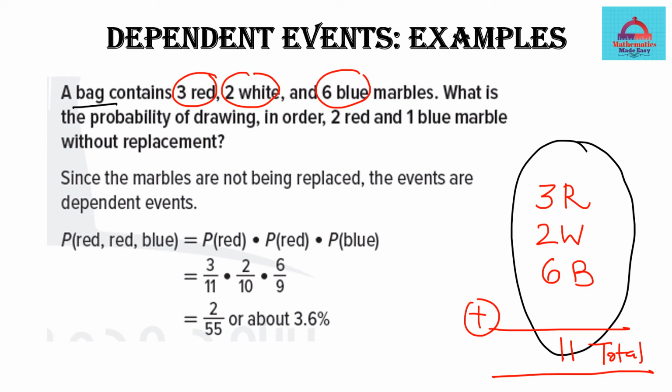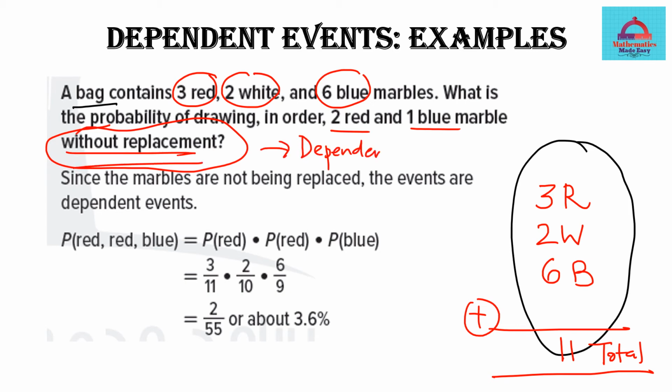What is the probability of drawing in order 2 red and 1 blue marble without replacement? I see this says without replacement, and I know that this is going to be dependent events because my probability will get affected as the marbles are not put back. Since the marbles are not replaced, it's quite clear these are dependent. And let's now do our probability.